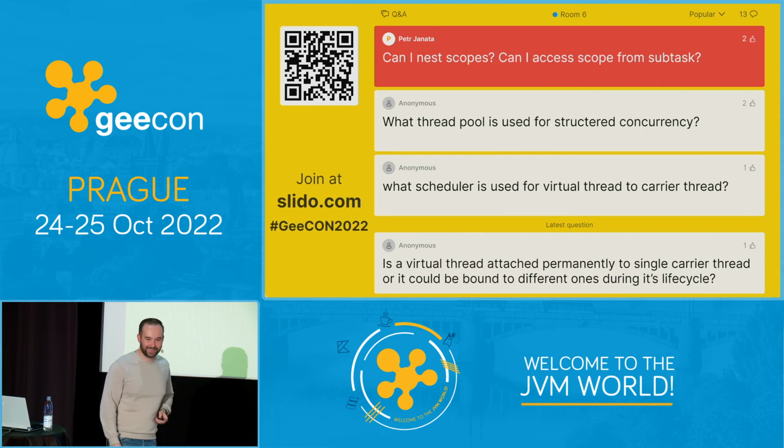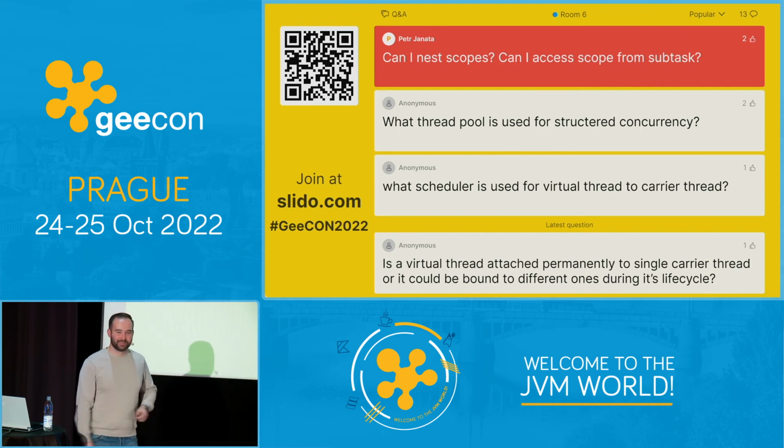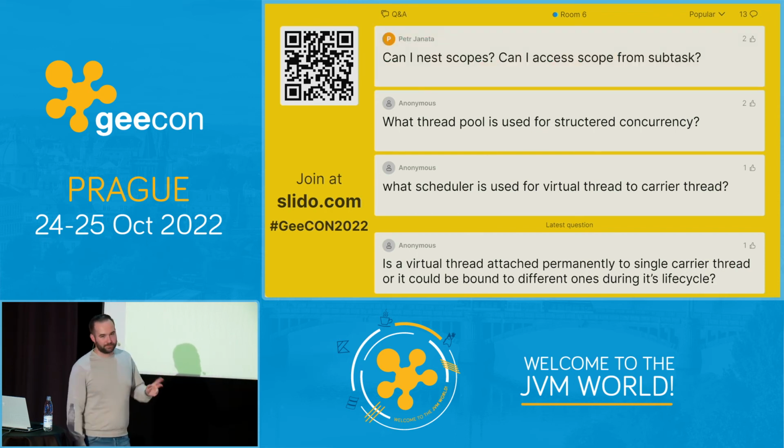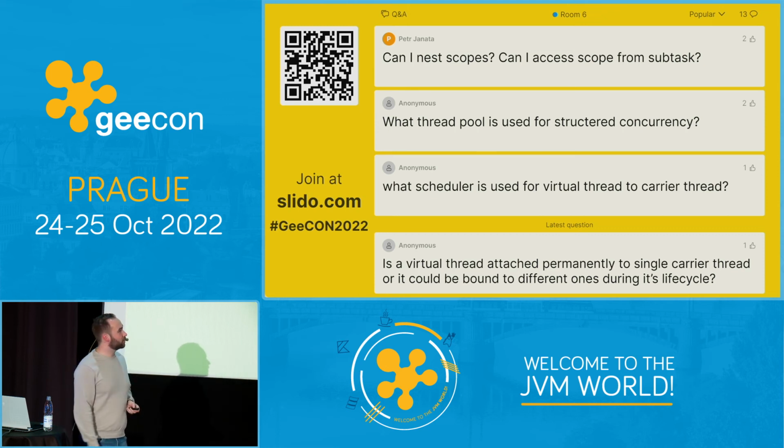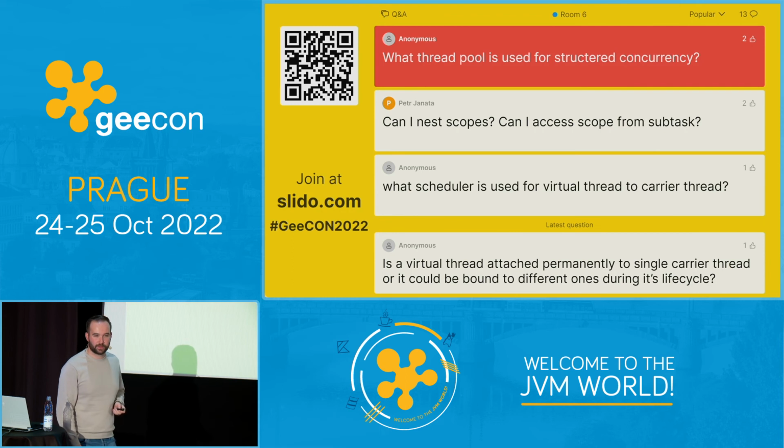We should try. So, okay, I just had that one. What thread pool is used for structured concurrency? A fork join pool, if I remember correctly.